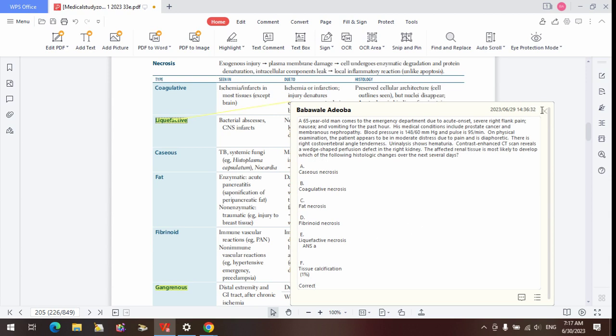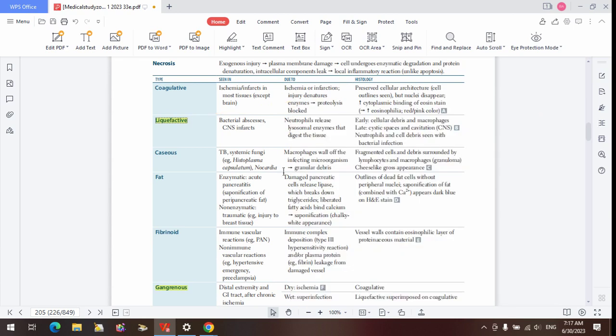So what gives it out as coagulative is the organ and then the fact that there was a perfusion problem. Yes, exactly. The perfusion problem, and the organ. The fact that it's the kidney, and the fact that the problem is ischemia. All right. Thank you.